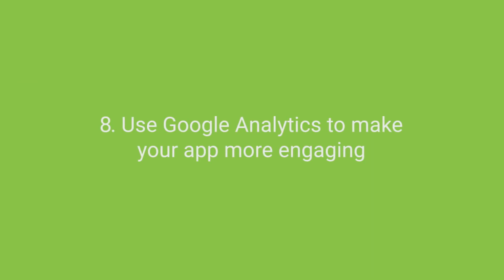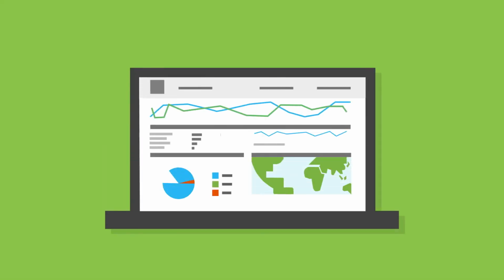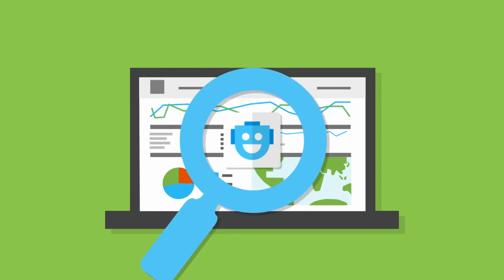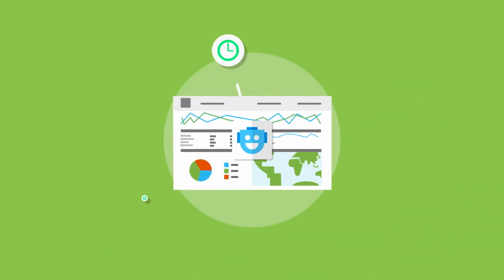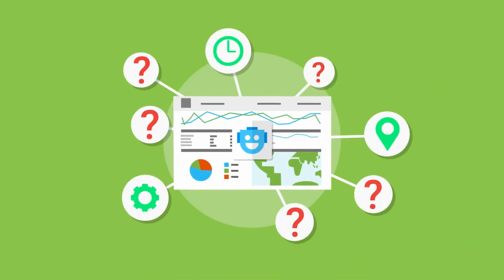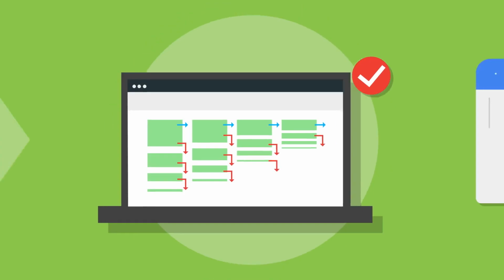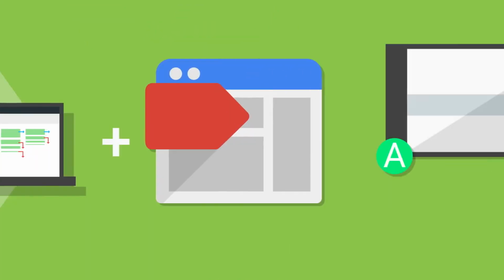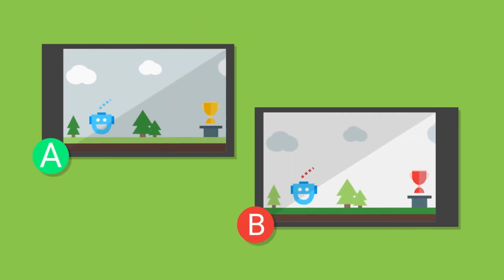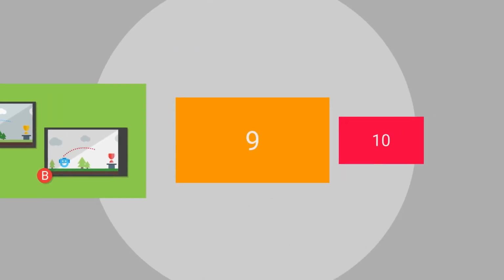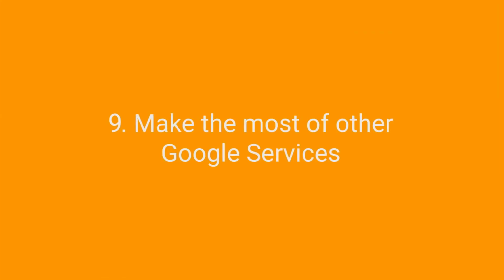Use Google Analytics to make your app more engaging. Google Analytics lets you discover which of your app's features are working and popular, and which aren't. Do new users struggle to find features that are useful to them? Are users regularly hitting a roadblock and dropping out of your app? Analytics will tell you. And with Google Tag Manager, you can even A/B test features of your app without needing to update your app.